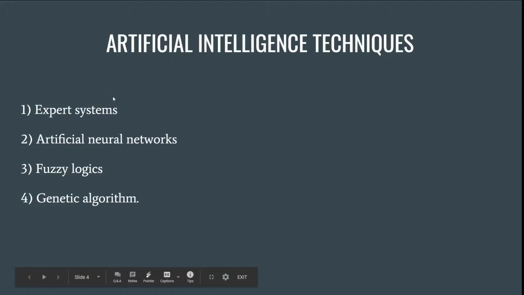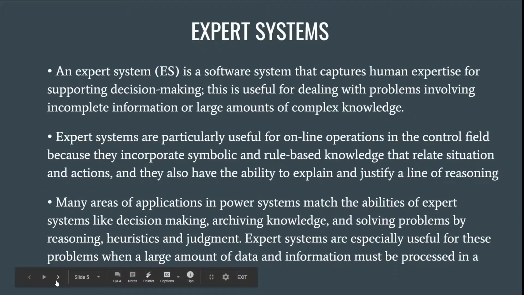The reading project will cover AI ideas like expert systems, artificial neural networks, fuzzy logic, and genetic algorithms. Expert systems. Expert systems are similar to the one that we discussed in our previous reading project. This mimics the human brain.